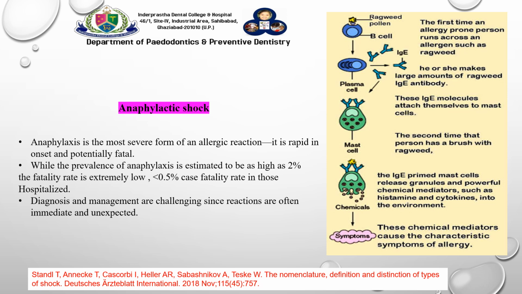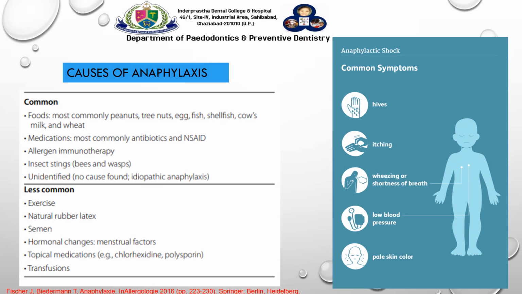So when the person comes in contact with ragweed for the second time, these IgE molecules, which are bound to mast cells in a very large number, tend to generate a very fast and immediate onset of reaction because of the release of histamines and cytokines into the environment. These chemical mediators cause the characteristic symptoms of allergy or shock.